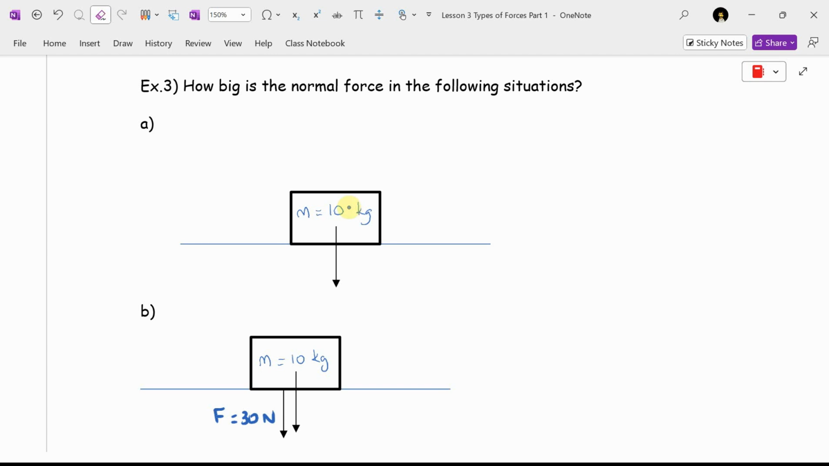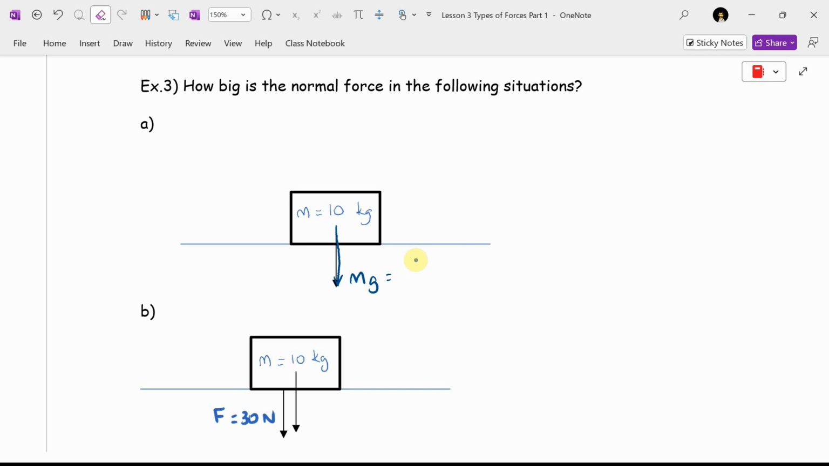First thing, we get the obvious one. What are the forces acting on this 10 kilogram mass? Get the obvious one, mg, and I can even tell you how big that is. On my calculator, I'm going to go 10 times 9.8. Should be 98, I think.